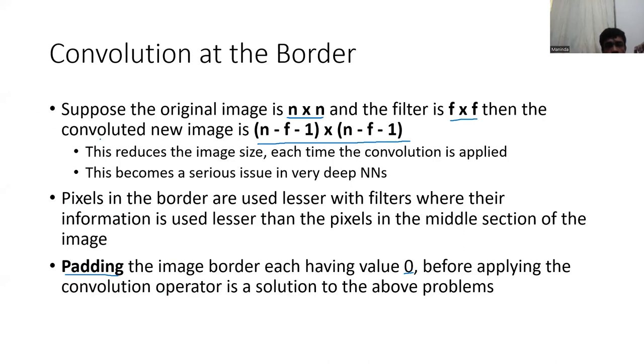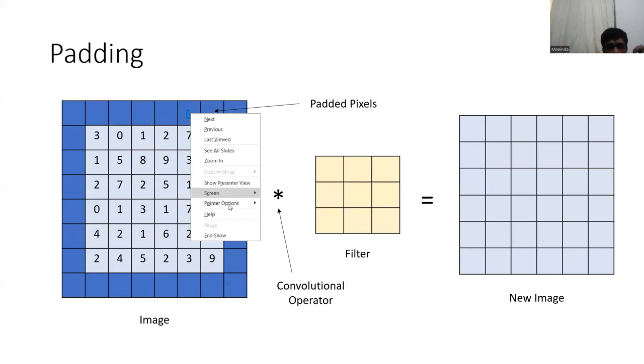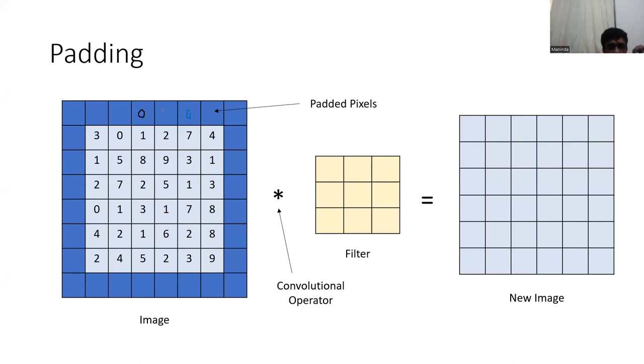One is the image size reducing with the number of layers. The other one is utilizing less information from the border pixels. So this is an example, right? This is the original image, and we have added the padding. The values for this padding would be zero in all cases. I haven't added it here, so just make sure that those are zero.